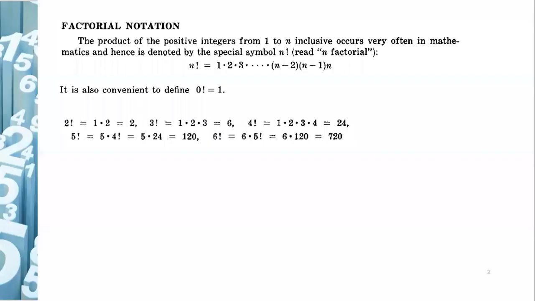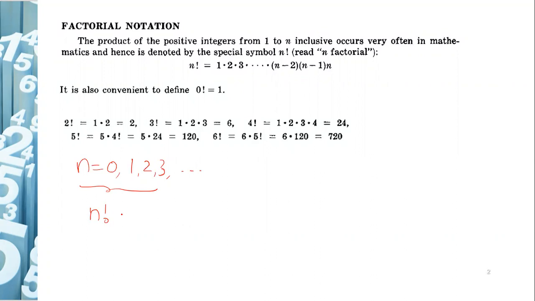Before going for permutations, let us recollect what we mean by factorial. If n is any non-negative integer, it may be 0, 1, 2, 3, and so on. These are non-negative integers. Now for these, I want to know what we mean by n factorial.